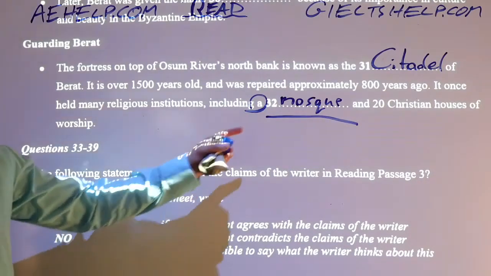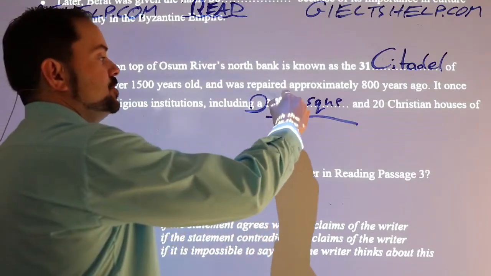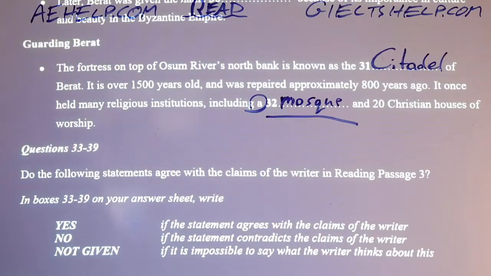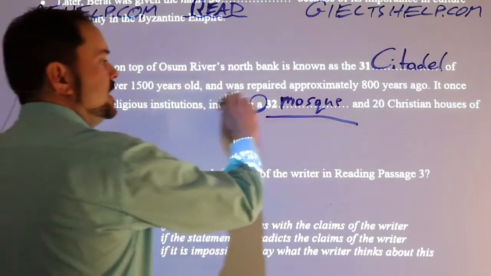So mosque and church are not capitalized. They're just small m or small c if it's a church. Okay. So one mosque and 20 Christian houses of worship. Okay, good. Let's keep going.